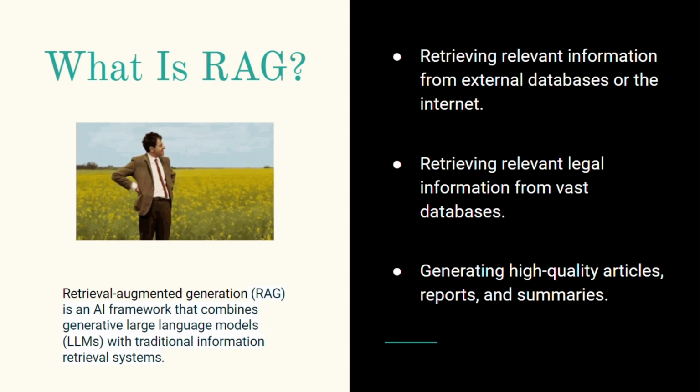So some examples of this are retrieving relevant information from external databases or the internet, retrieving relevant legal information from vast databases, and generating high quality articles, reports, and summaries. Now, I'm going to give you two real world examples that you can either build or go search for yourself. One of them is Perplexity AI.